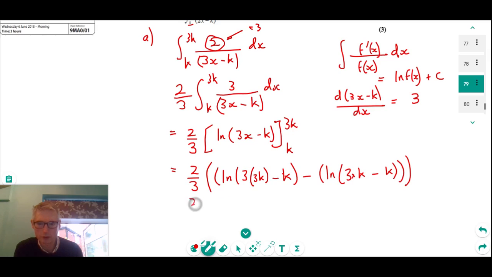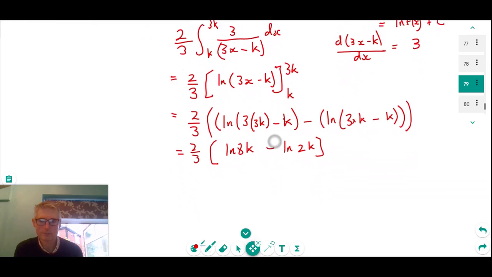So I just need to tidy this up a little bit. So I've got 2/3 at the front. 3 times 3k is 9k, and then if I take away the k from it, I'm going to get 8k. So I've got log of 8k, and then I'm going to subtract from it the log of 3k take away k, which is going to be 2k.